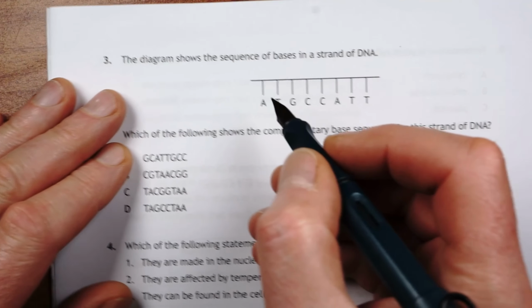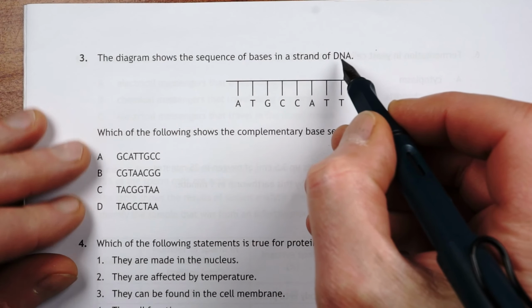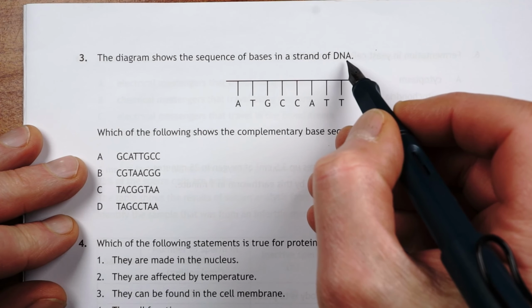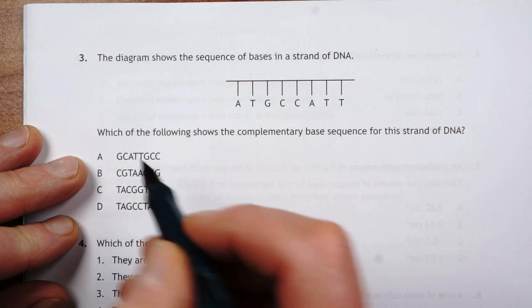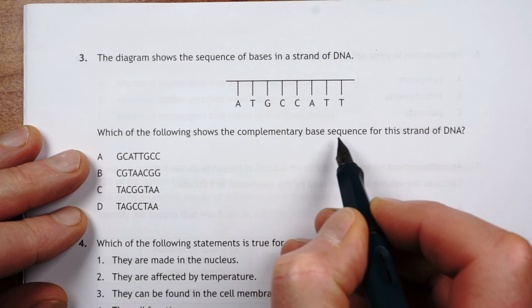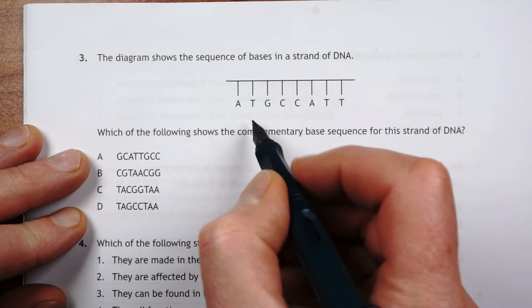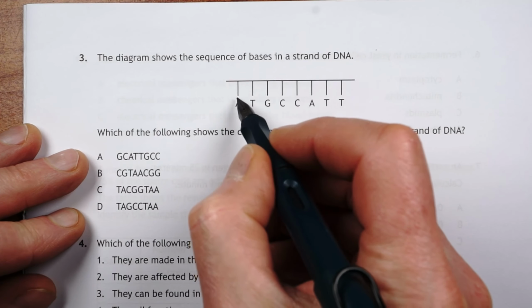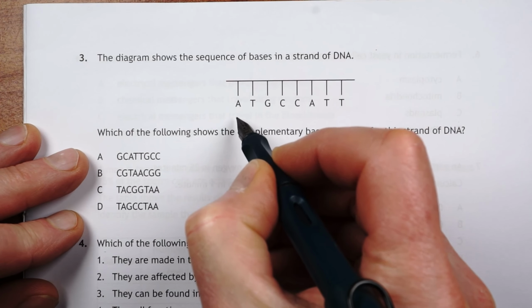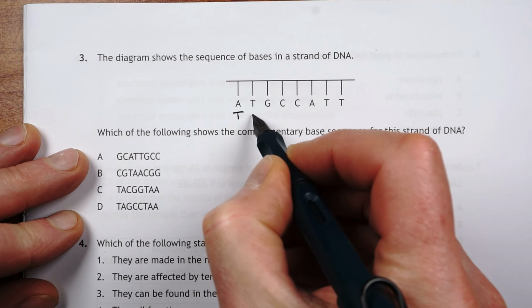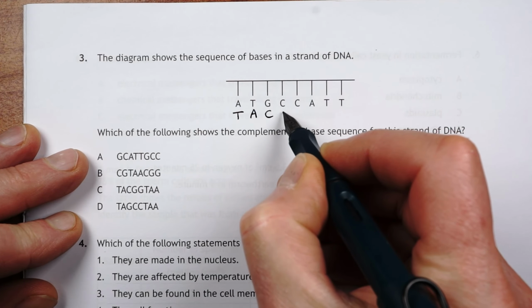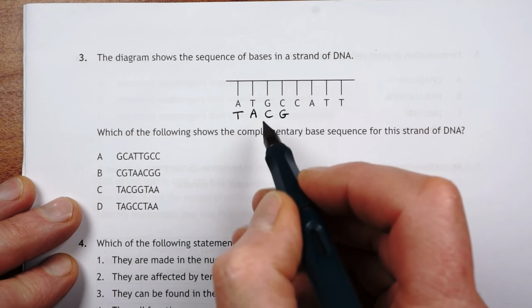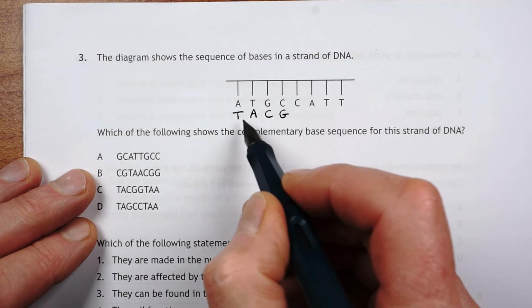3. The diagram shows the sequence of bases in a strand of DNA: A, T, G, C, C, A, T, T. Which of the following shows the complementary base sequence for this strand of DNA? You probably only have to do the first 3. So complementary: A complements with T, T complements with A, G complements with C, and C complements with G. I don't think there's going to be too many that go past that, and we'll be right.